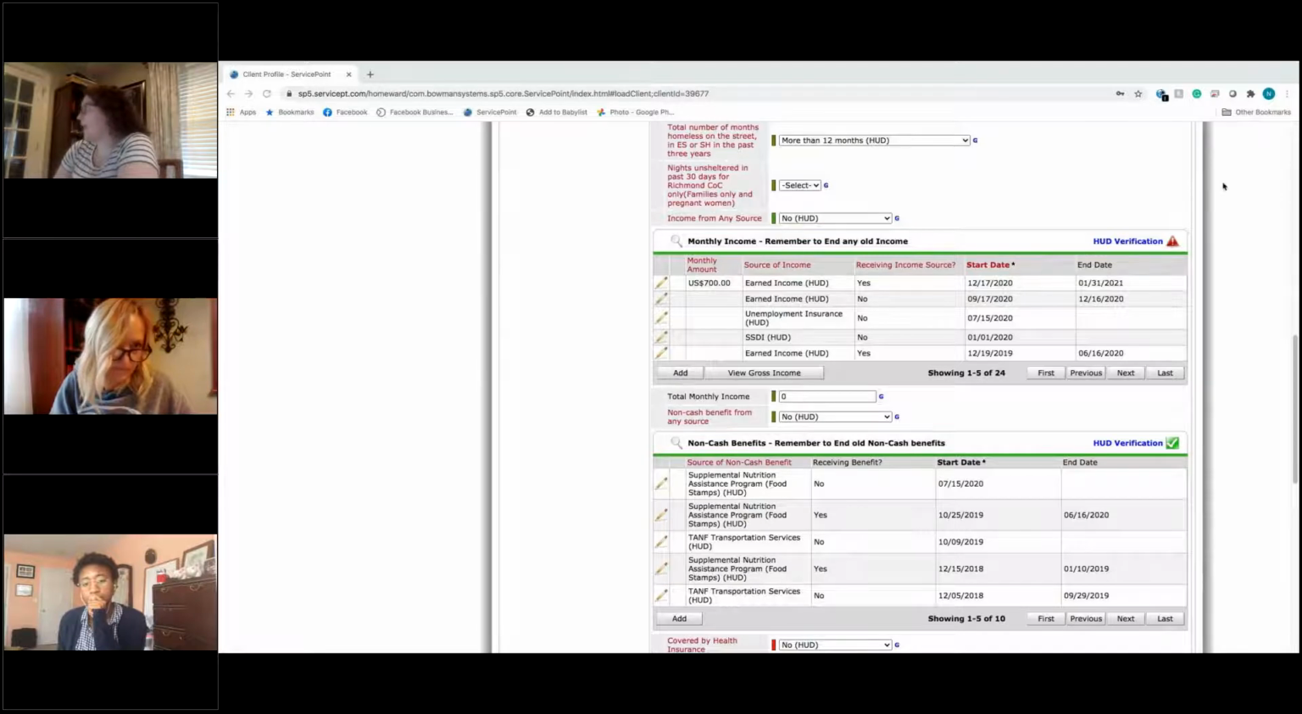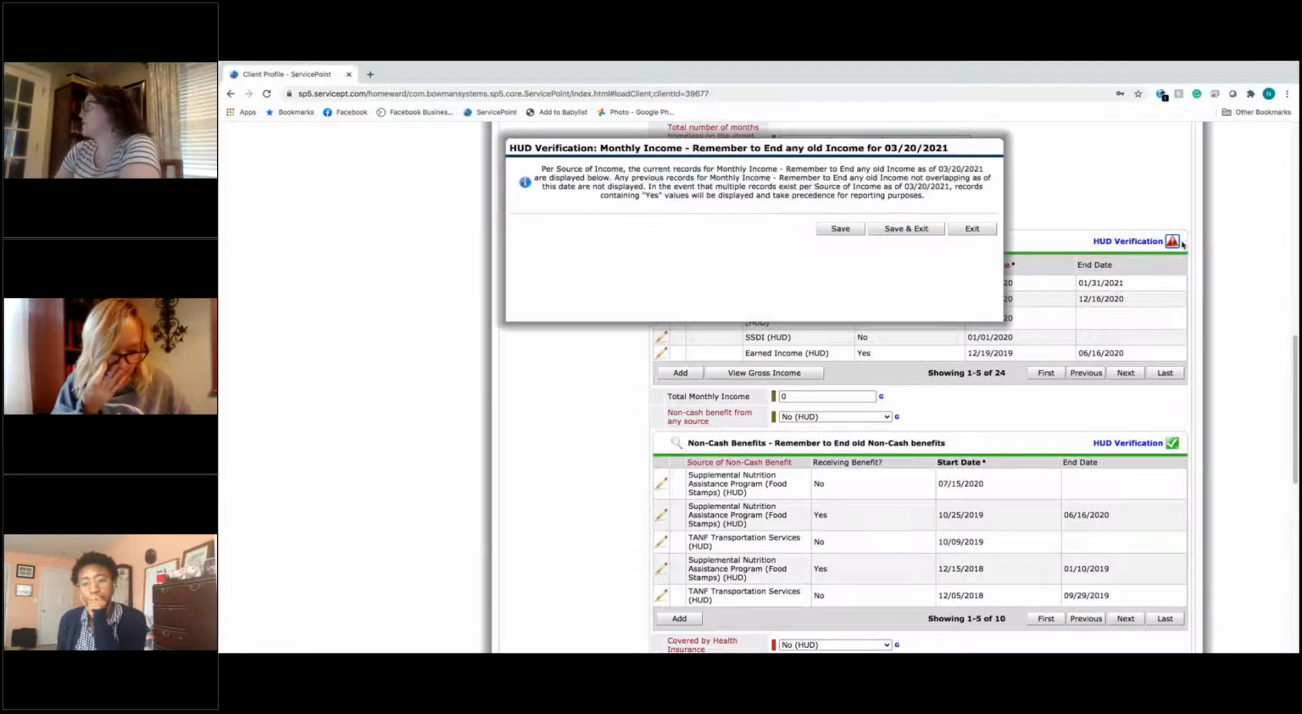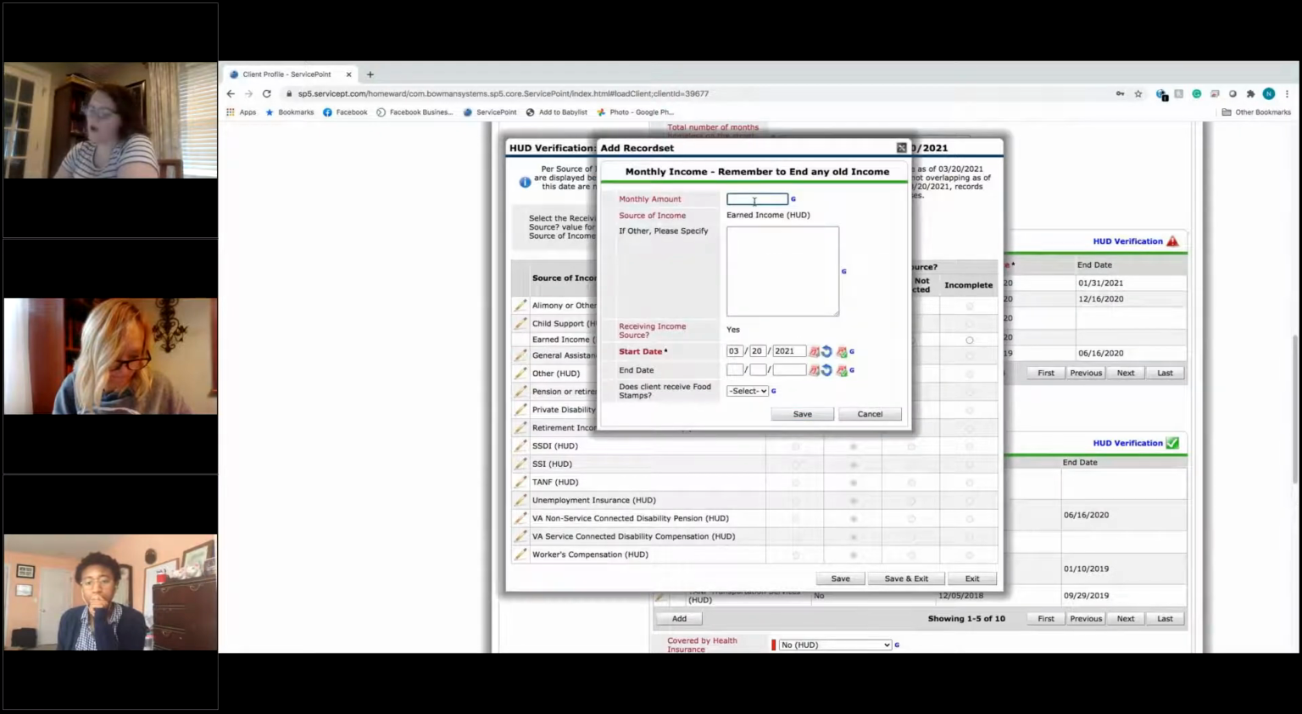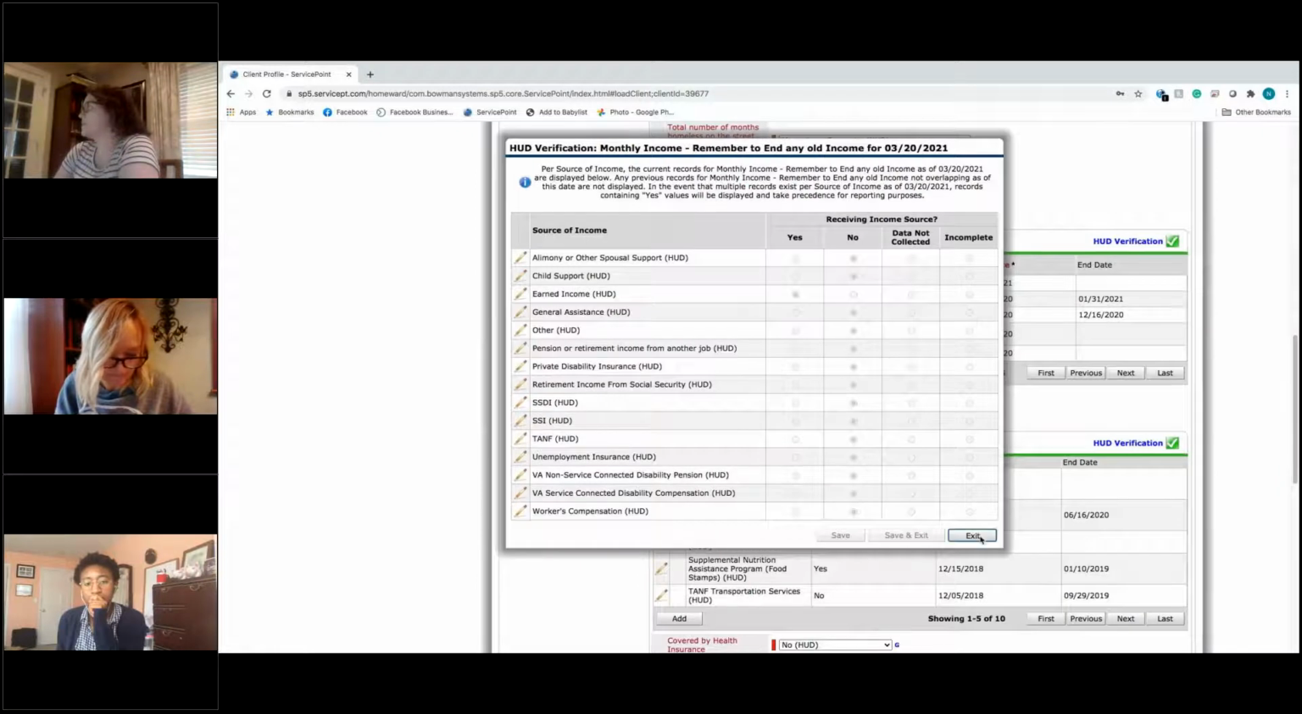So do not hit add. If you hit the red option, it will actually tell you which questions are not answered. This is a brand new client. You can actually hit no for all of them and then select the ones that are yeses. Most people don't have 15 things of income, so usually that's an easier way to do it.